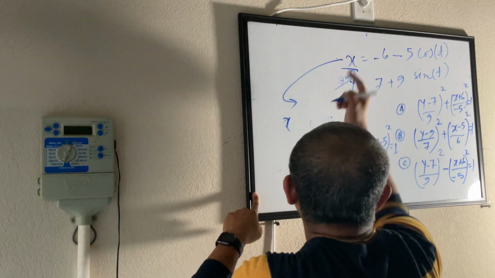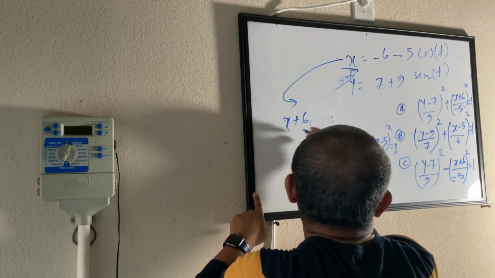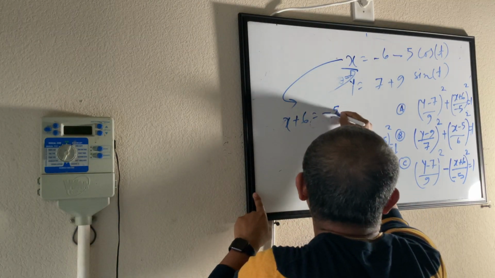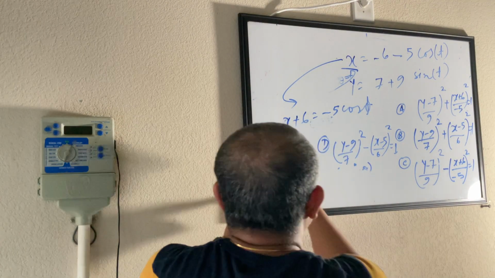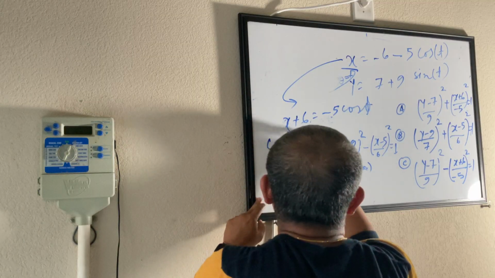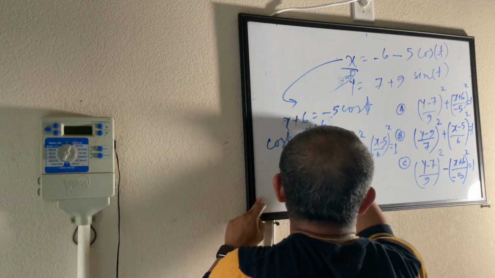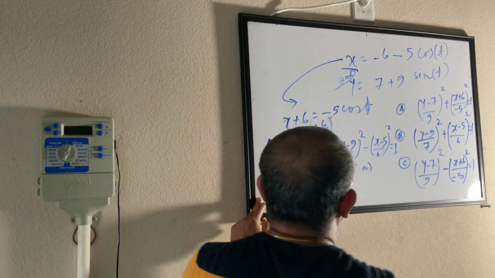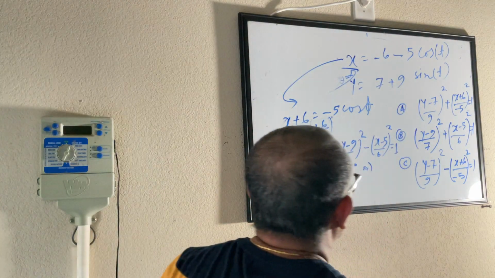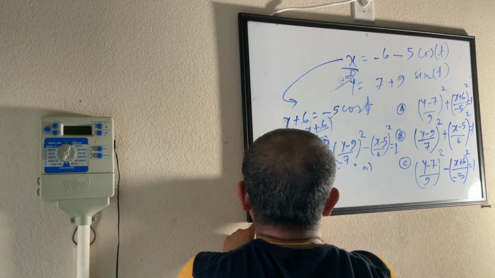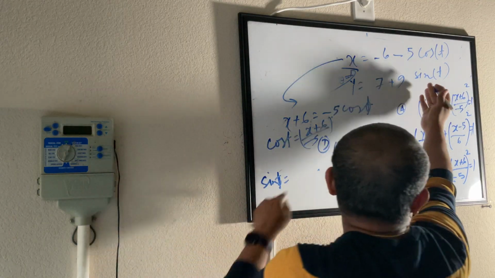X, this comes this side, x plus 6 equals minus 5 cos t. Or cos t equals x plus 6 over minus 5. Correct? From this one, what do you find? Sin t equals what? Sin t will be equal to, everything comes this side.